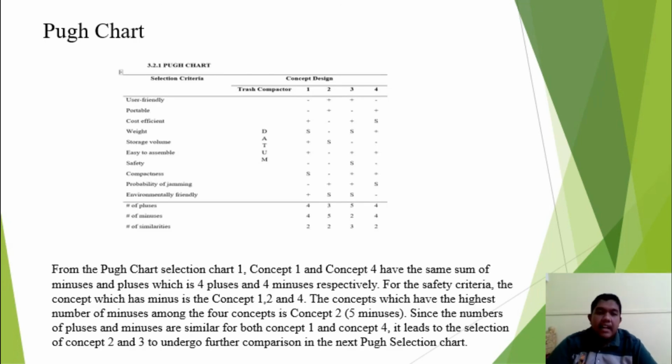This is our parts chart. From the part selection chart 1, concept 1 and concept 4 have the sum of plus and minus of 4 plus and 5 minus respectively. For the safety area, the concepts which have a minus are concept 1, 2 and 4. The concept which has the highest number of minus among the four concepts is concept 2, with 5 minus. Since the numbers of plus and minus are similar for both concept 1 and concept 4, it leads to the selection of concept 2 and 3 to undergo further comparison in the next part selection chart.